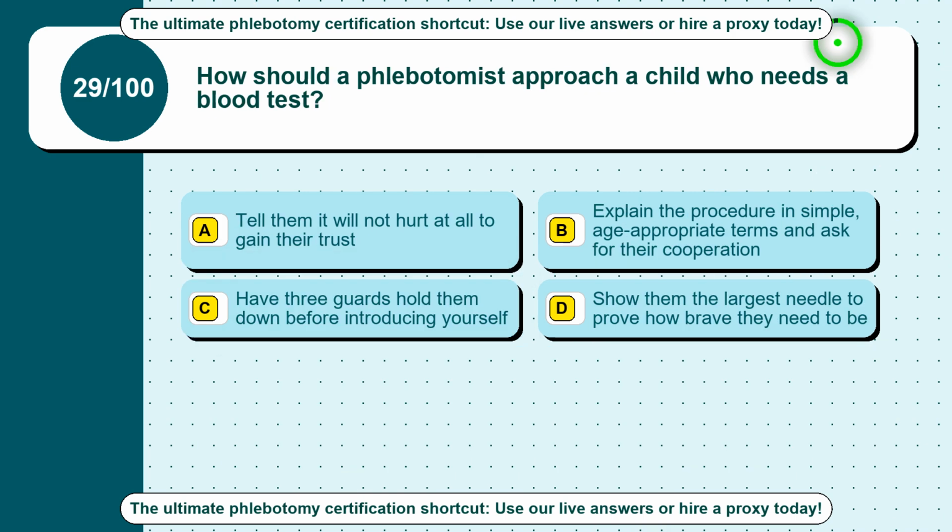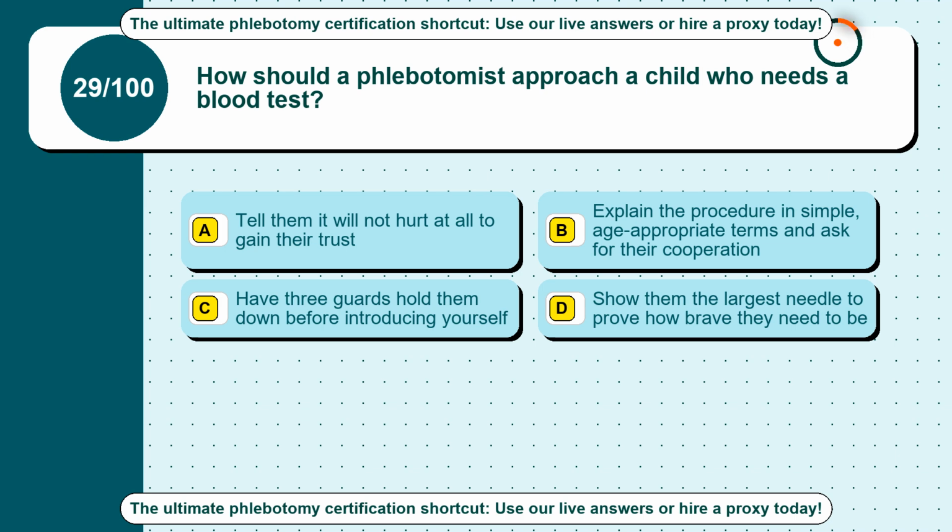Question 29. How should a phlebotomist approach a child who needs a blood test? Option A, tell them it will not hurt at all to gain their trust. Option B, explain the procedure in simple, age-appropriate terms and ask for their cooperation. Option C, have 3 guards hold them down before introducing yourself.